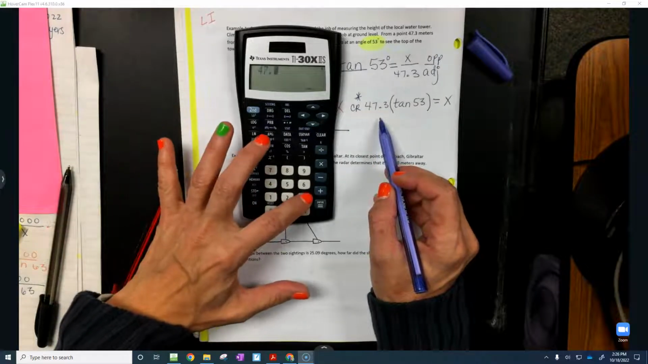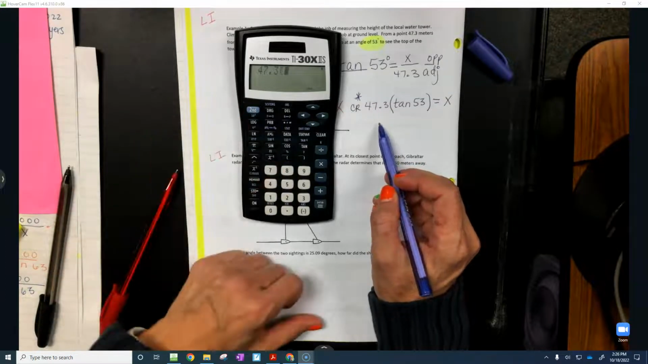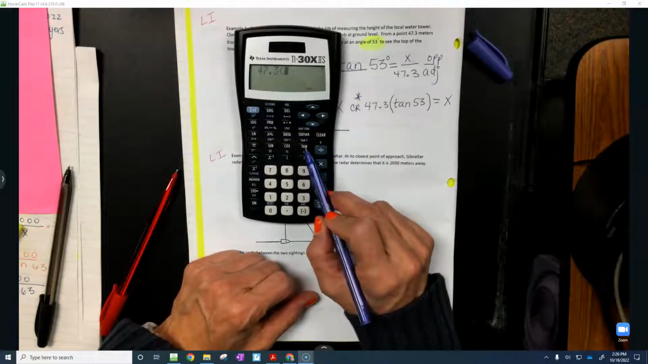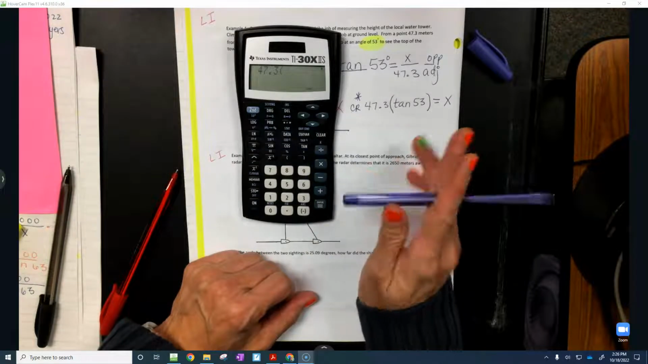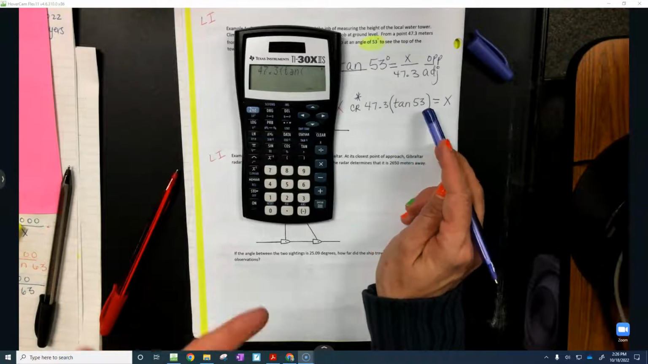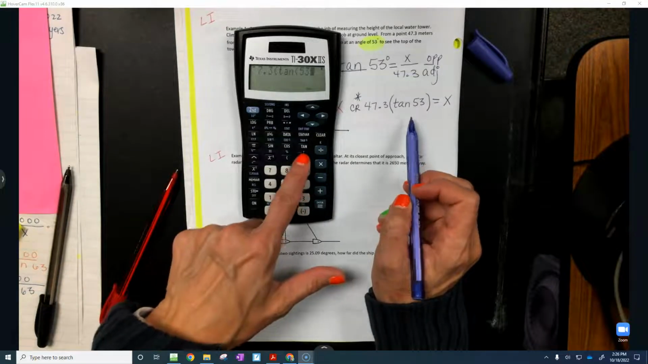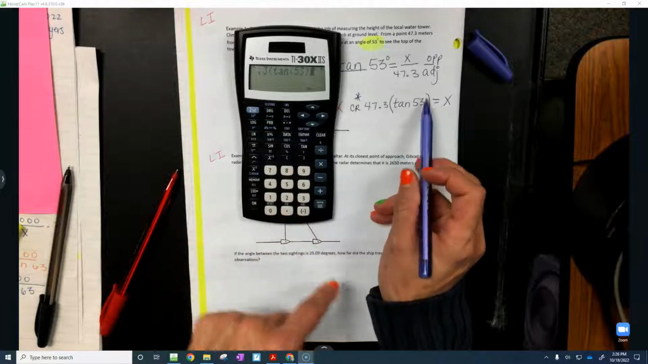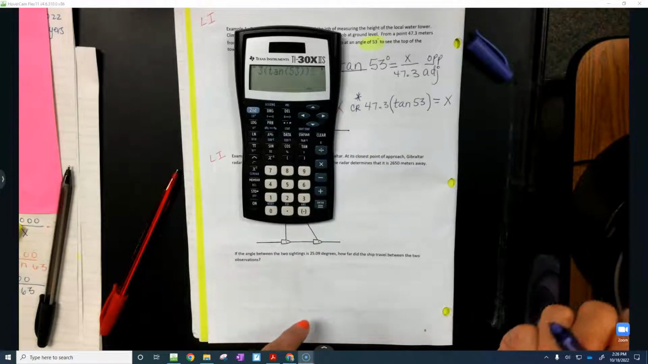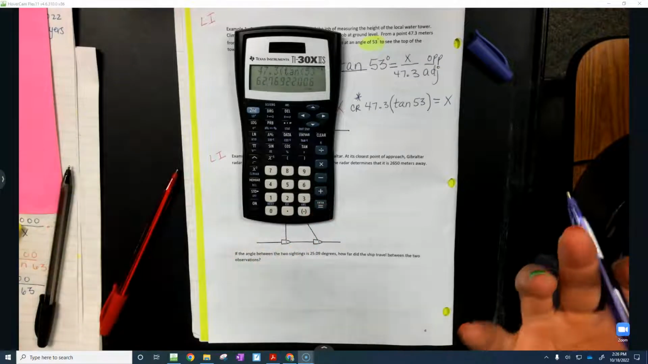47.3. Open parentheses. Your parentheses are above keys 8 and 9. Open parentheses. Where's the tan button? Next to divide. See the tan? Hit tan. And look, it already put a parenthesis in there. It's asking, what do you want to do the tan of? I want to do the tan of 53, so I'm just going to type 53. I'm going to close the parentheses for the tan function. Then I'm going to close the parentheses for the multiplication. So the end part has two parentheses. Hit enter. There you go.